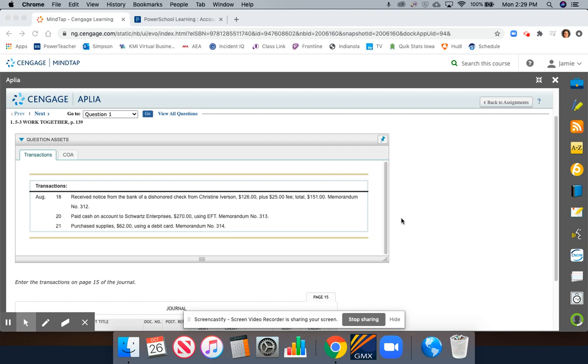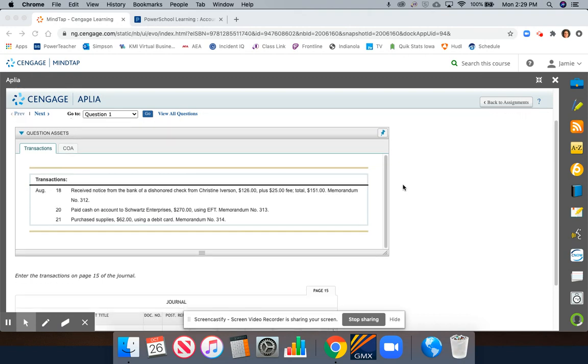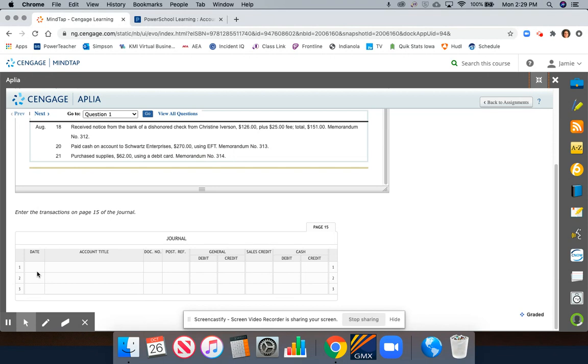For Work Together 5-3, we have 3 transactions that we need to complete. We have a transaction for a dishonored check, a transaction for an EFT payment, and a transaction for a debit card payment. So we're going to start out by doing the transaction on August 18th.